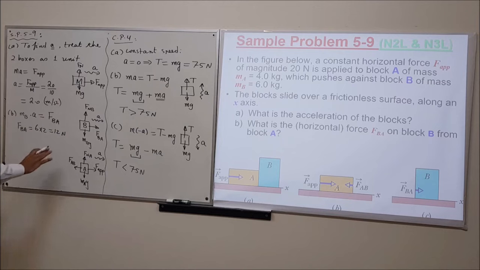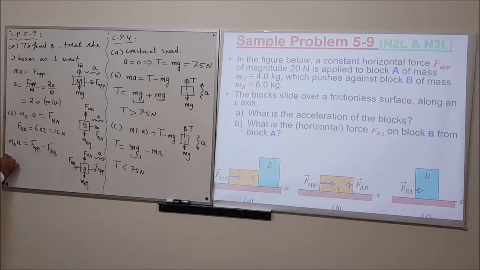So if we analyze the situation using A, again, we don't worry about the y direction. Let's look at the x direction. m_A times a is equal to F applied minus F_AB.